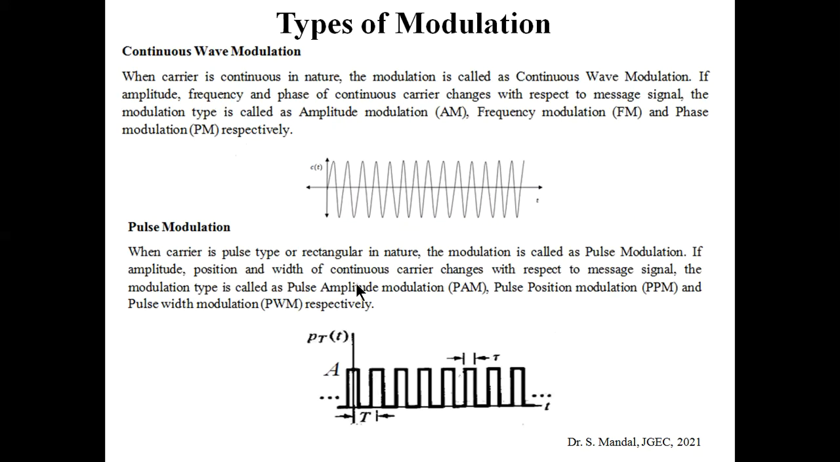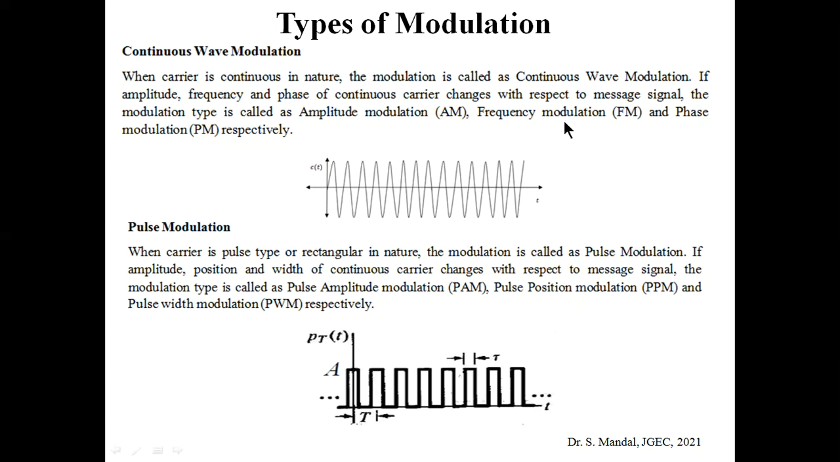Now coming to the next slide, which describes the types of modulation. Based on the type of carrier signal, we can classify modulation in two types: one is continuous wave modulation, another is pulse modulation. As the name suggests, first of all, continuous wave modulation: when the carrier is continuous in nature, that is called continuous modulation. If the carrier used is a pure sinusoidal or cosine wave, that is called continuous wave modulation. Continuous wave modulation can be classified in three types. One is amplitude modulation, where amplitude is varied.